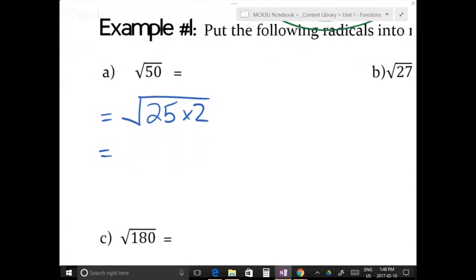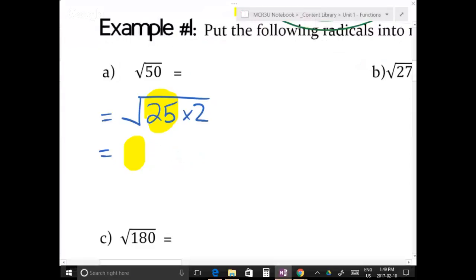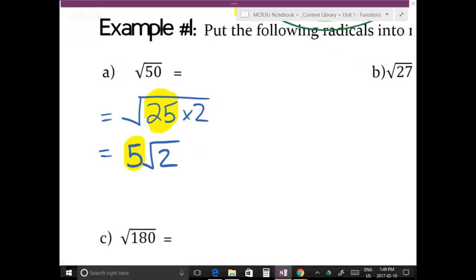We definitely can't take the square root of 2. Can I take the square root of 25? Sure. What would I get if I did that? Good. So we can take the square root of 25 and bring that out in front. What would that leave me with? What's my next line going to look like? That's right. We're going to have 5 times the square root of 2, which is the same as the square root of 50.